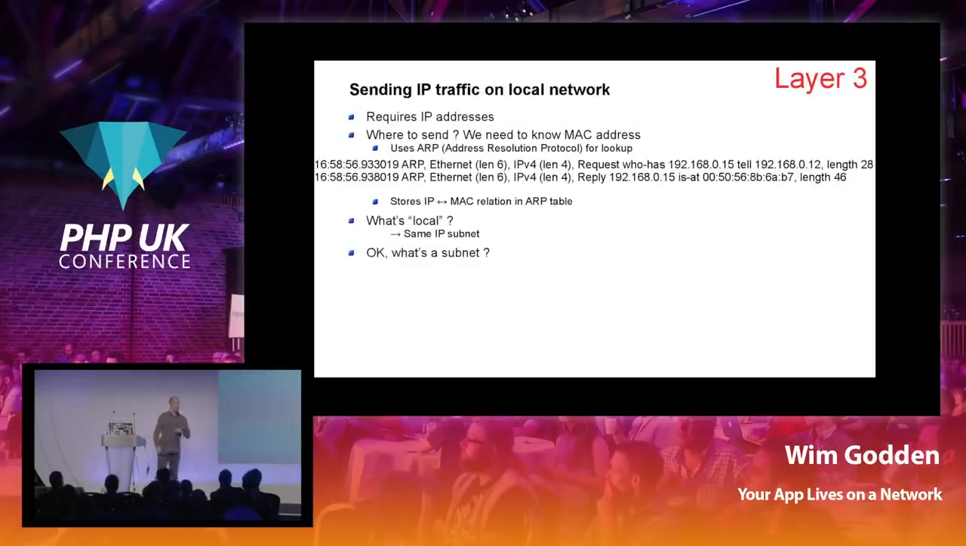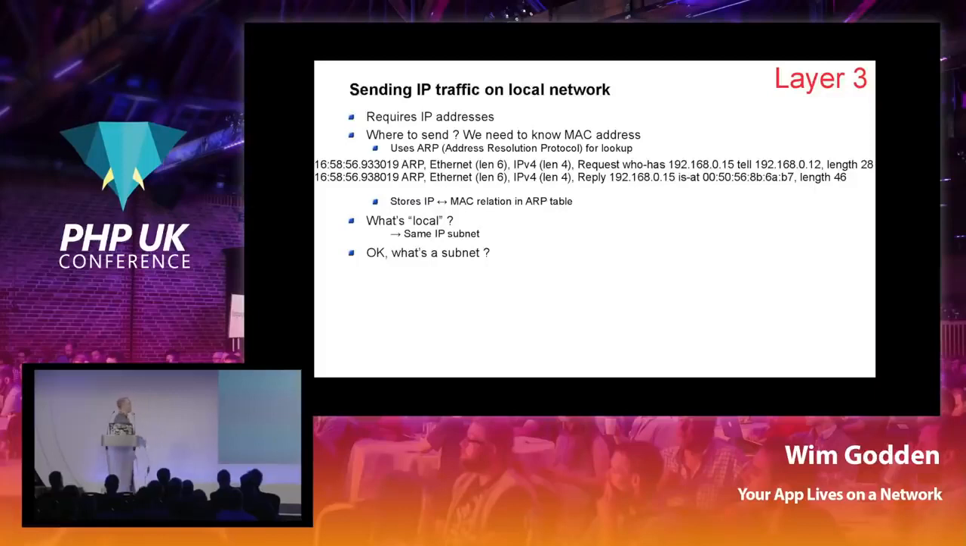If you want to send IP traffic, well, an IP packet is part of an Ethernet packet. So you're still sending the same kind of packets. It's just you're adding a packet within the packet. And then you require IP addresses. Now, where do you send them? Well, on a local network, all we can do is send things to a MAC address, because that's Ethernet. So we use a thing called ARP to find out the MAC address of the device we want to communicate to. How does that work?